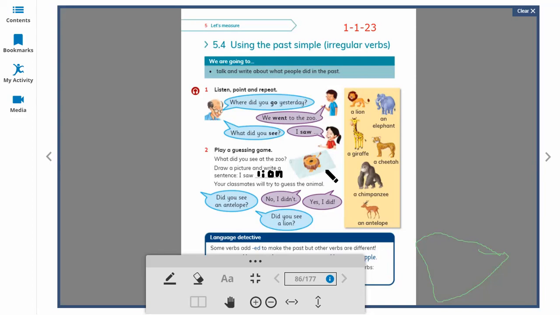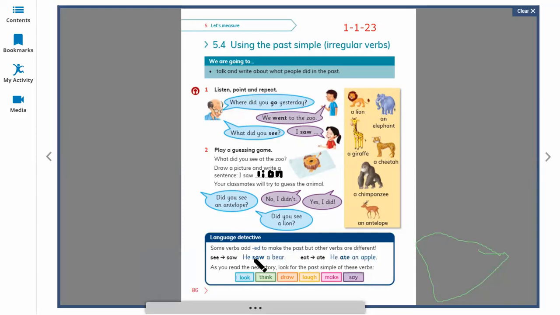Did you see an antelope? No, I didn't. Did you see a lion? Yes, I did. So when you ask a question in the past, what are you going to use? You are going to use did. Did you see an antelope? No, I didn't, or yes, I did. If the answer is positive, you say yes, I did. If it is negative, you say no, I didn't.